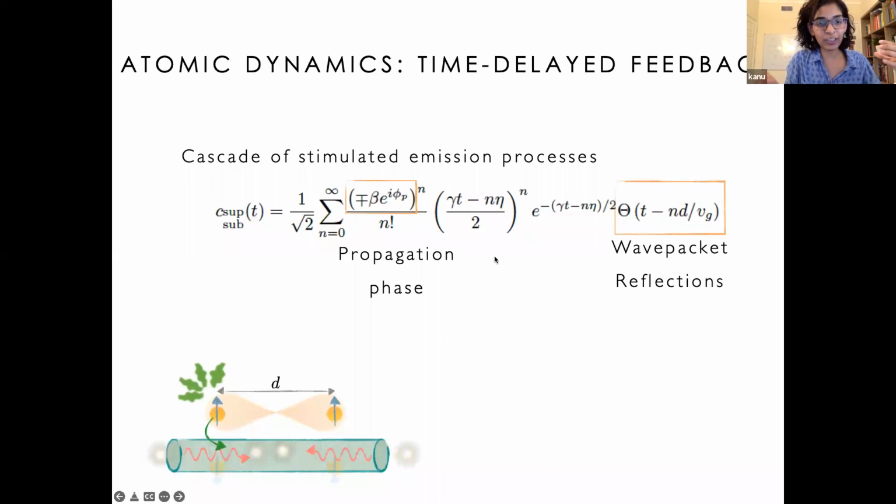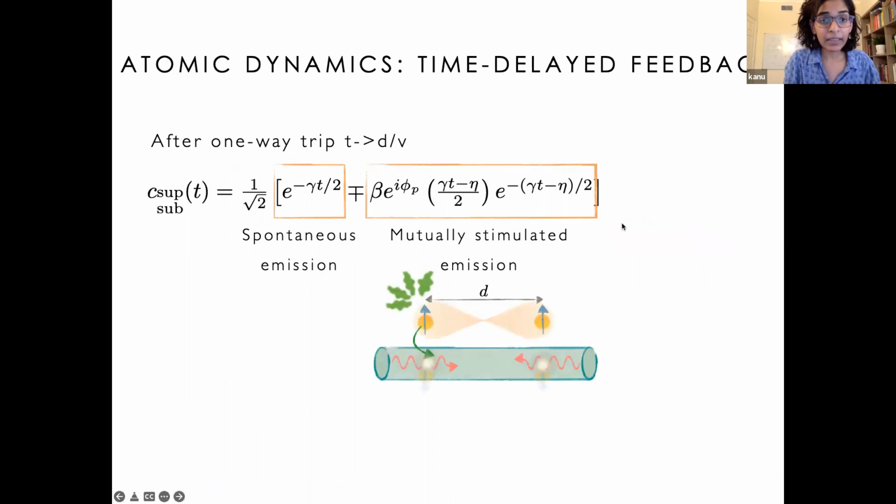So you can understand this as each atom emits a photon wave packet, it gets reflected back and forth between the atoms and modifies the atomic dynamics each time there's a one-way trip of the photons, okay? And this kind of mutually stimulated emission behavior can be best seen just after the one-way trip.